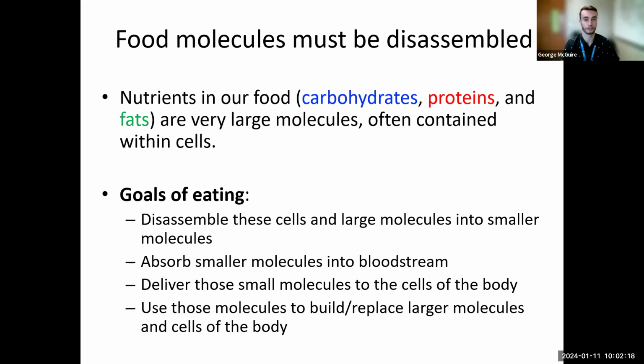Right? So through eating our food, our goals are to disassemble those large molecules into much, much smaller molecules, as small as we can get them, then absorb those smaller molecules out of our digestive system and into our bloodstream. They will then travel through our circulation throughout the body, and then need to be absorbed into whatever cell is going to use them. And then that cell can use them to build or replace other large molecules in cells in the body. So that's basically it for your cellular biology content before you move into the actual nutrition content.